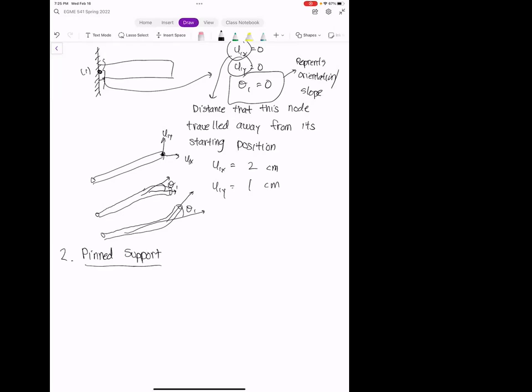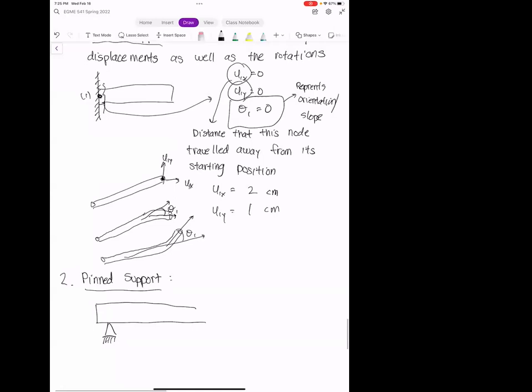All right, so the next type of support that we have is a pin support. This is the one I've been using a lot in trusses. Okay. And so a pin looks something like this, and I usually represent it as a triangle. The thing with the pin support is that it will restrict displacements. It'll make sure that that point stays fixed in the same place, but it does not restrict rotations.